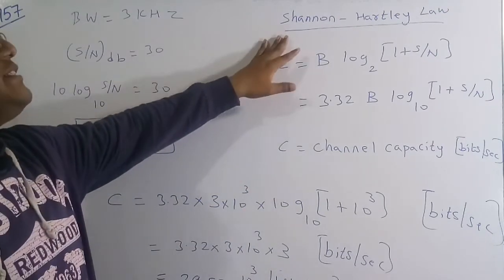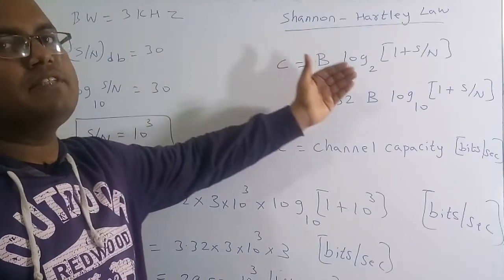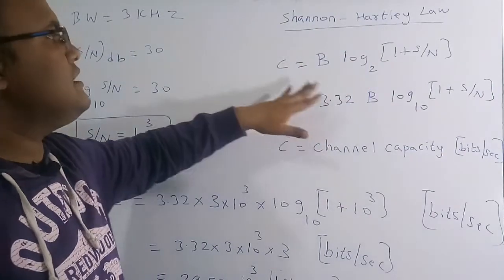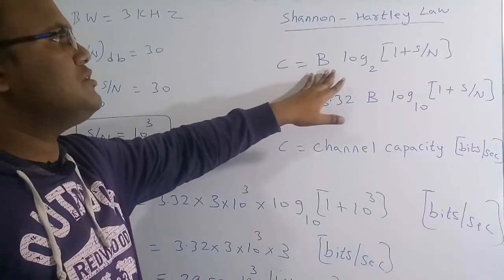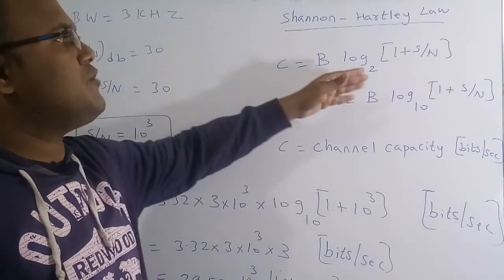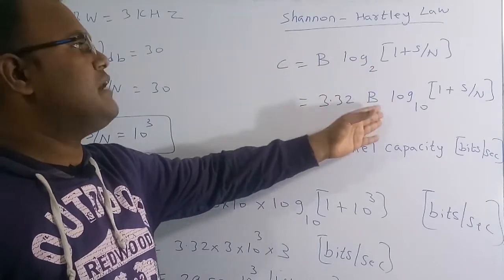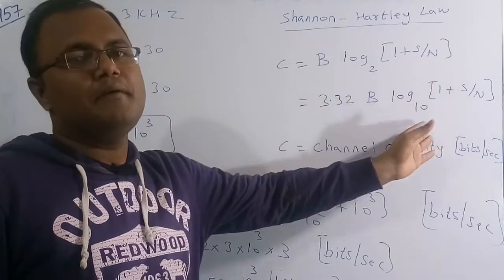With the help of the Shannon-Hartley law, we get a relation between the channel capacity, bandwidth and signal to noise ratio, which is: channel capacity C is equal to bandwidth into log base 2 of 1 plus S by N. Now if you want to convert this into log base 10, the other formula is 3.32 into bandwidth into log of 1 plus S by N with a base of 10.